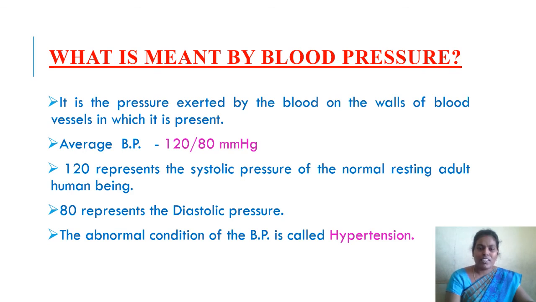Diastole, as you all know, means relaxation, so it is a relaxation pressure. Systolic pressure means that whenever the heart muscles contract, the pressure exerted by the blood during this systole is called systolic pressure. In 120 by 80, 120 represents systolic pressure, 80 represents diastolic pressure. The abnormal condition of blood pressure is also called hypertension. This hypertension may cause the rupture of blood vessels, and it also causes cardiac arrest, which is nothing but a heart attack.